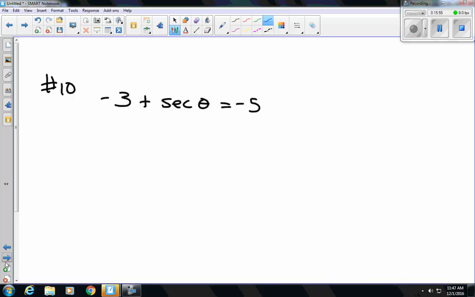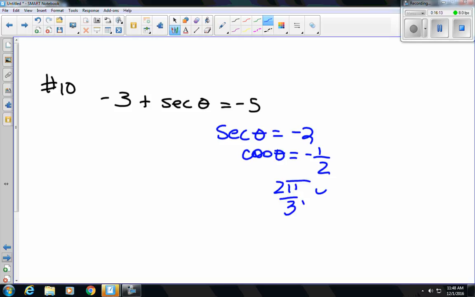Last one. You add the 3 to the other side. Secant theta equals -2. And then that's cosine. Cosine theta equals -1/2. And that's 2 pi over 3 and 4 pi over 3. Nice. Nice job. All right.